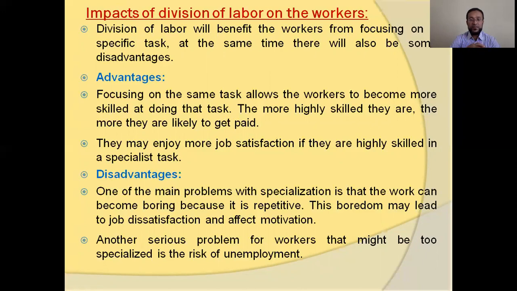Another serious disadvantage for workers that might be too specialized is the risk of unemployment. That means when one worker is specialized in doing one work, if he loses the job for any reason, then it will be very difficult for him to get another job because he is specialized in one job only. It may be difficult for him to find the same job, so he will remain unemployed. So this is the main risk, the main threat of division of labor to the worker.